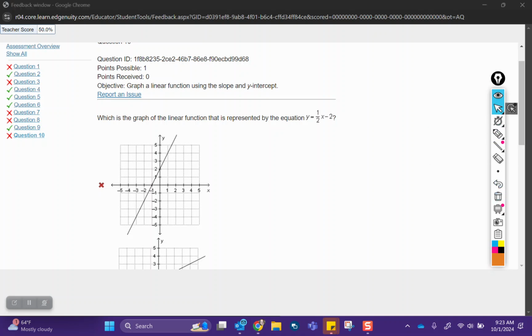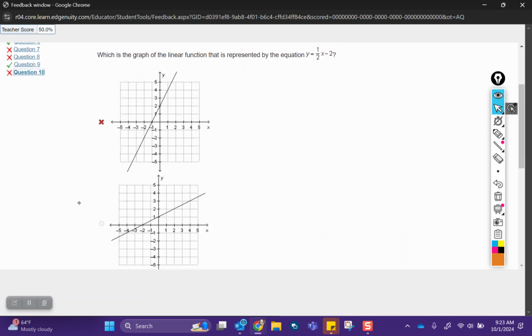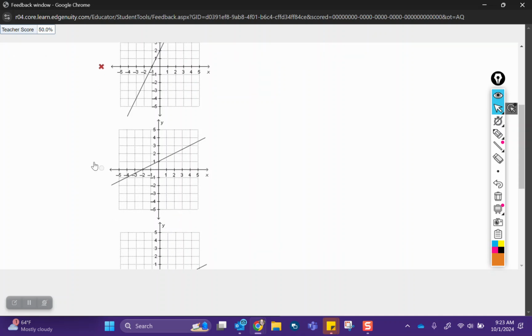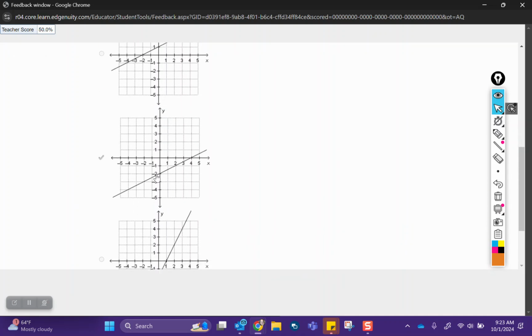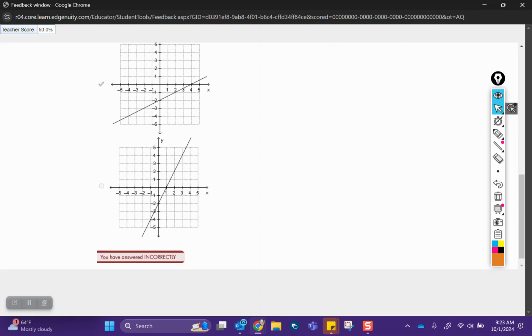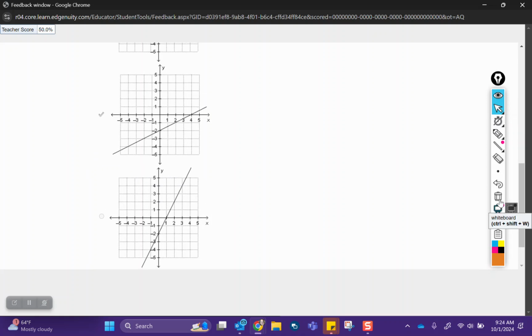Okay, this one asks which one graphs correctly 1/2 x minus 2. You're looking for the graph that starts at -2. That's +2. That's +1. There's a -2, and there's a -2. So now we're down to the last two. Remember that the slope was 1/2. That means we're going up 1 and over 2. So if I put a dot here, I need to go up 1, over 2.